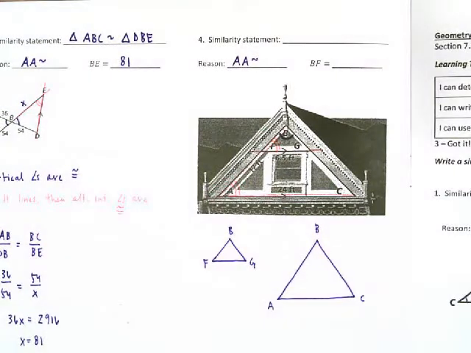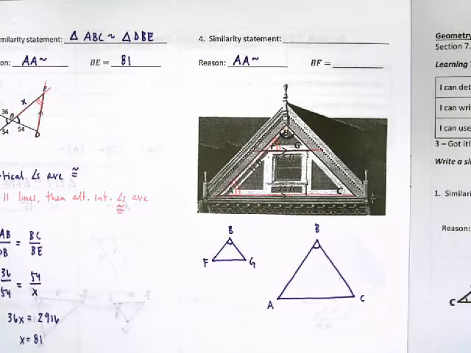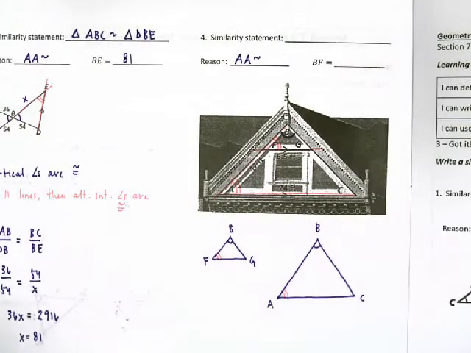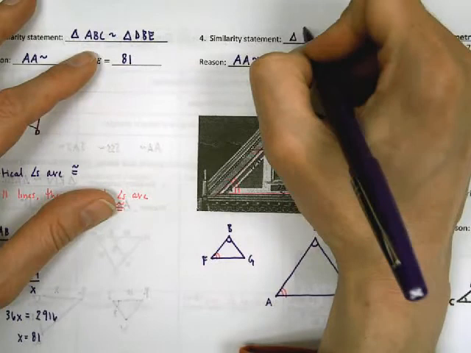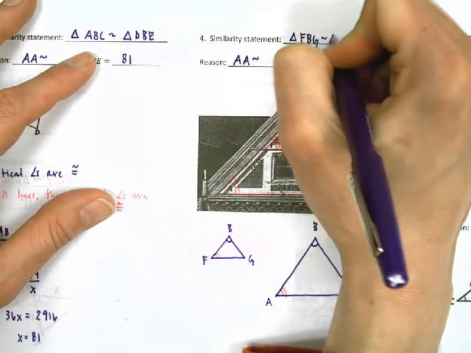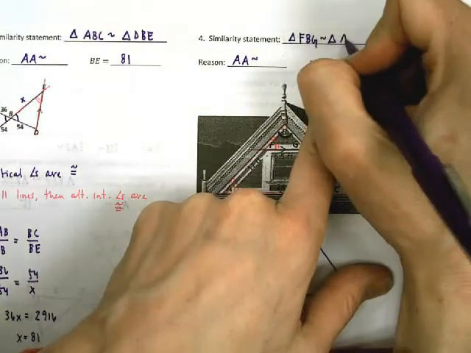That's been a popular one today. And again, if I mark it here, this is because of the reflexive property. And then these are my corresponding angles. So I know that triangle FBG is similar to triangle ABC.